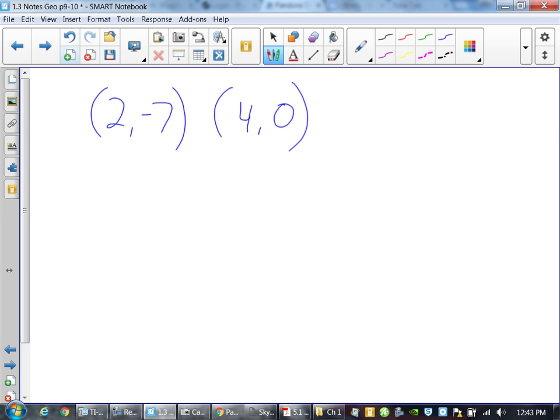How far apart is 2 and 4? 2. So these two are 2 apart. I got to square that. How far apart is -7 and 0? 7. I have to square that. And then I take the square root. What's 2 squared? What's 7 squared? 49.